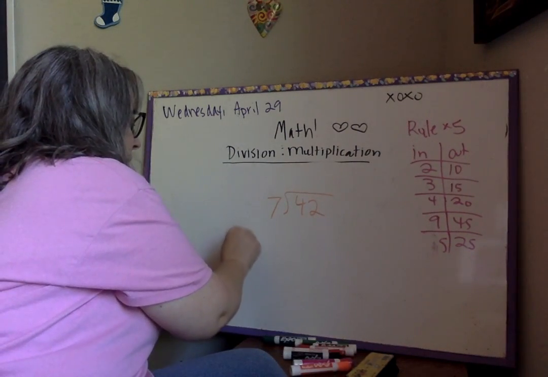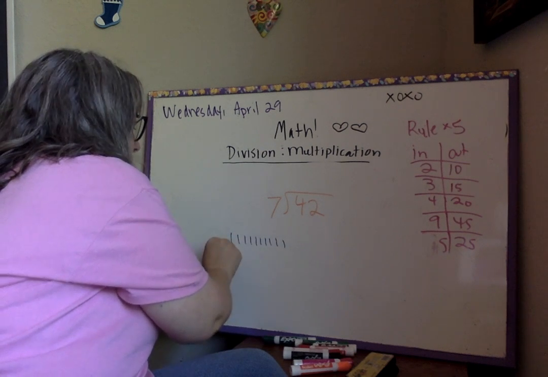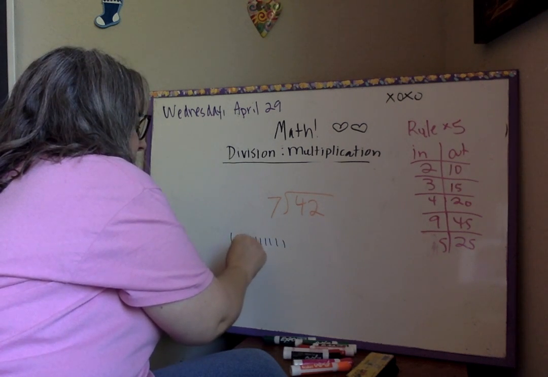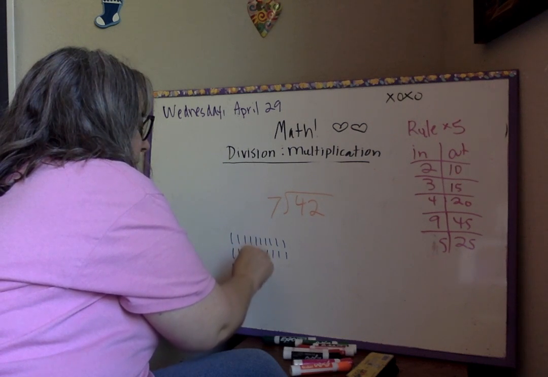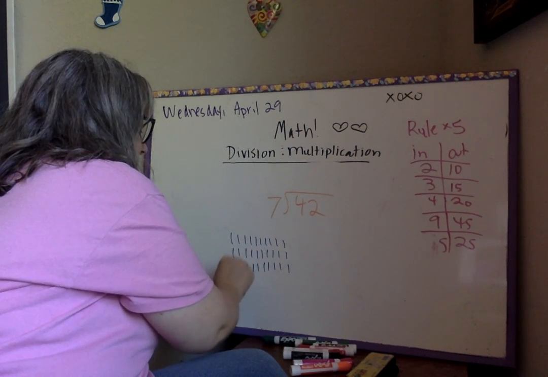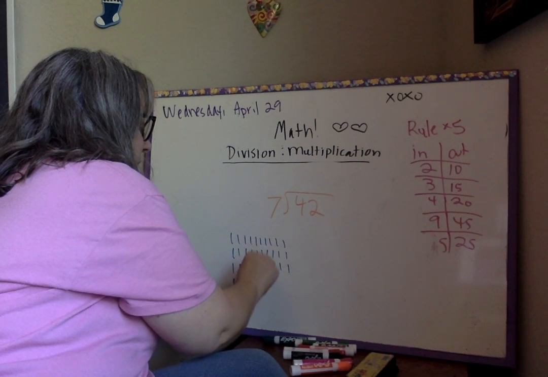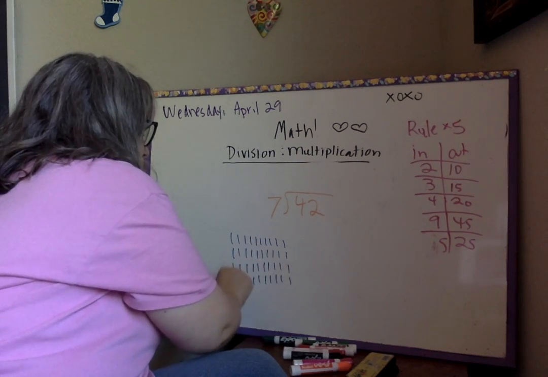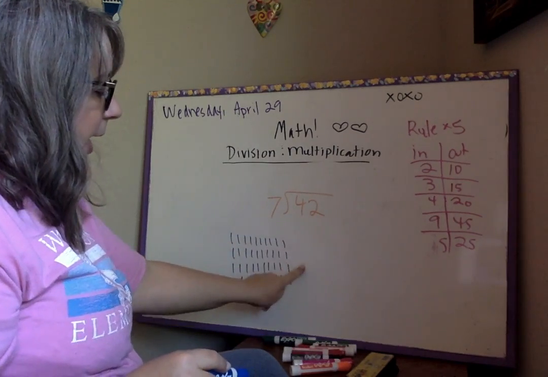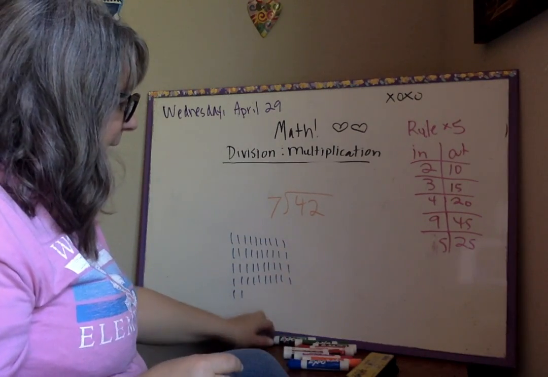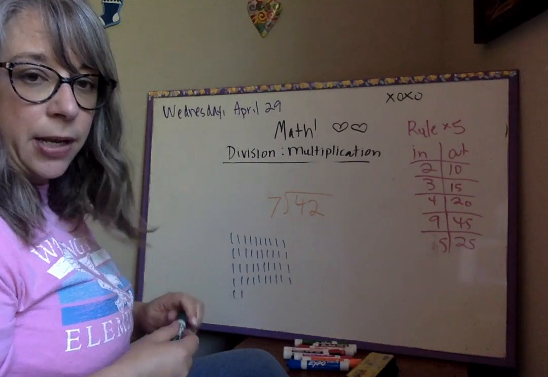1, 2, 3, 4, 5, 6, 7, 8, 9, 10, up to 42. So here's our 42. And what are we going to be dividing it by? We're going to be dividing it by 7.